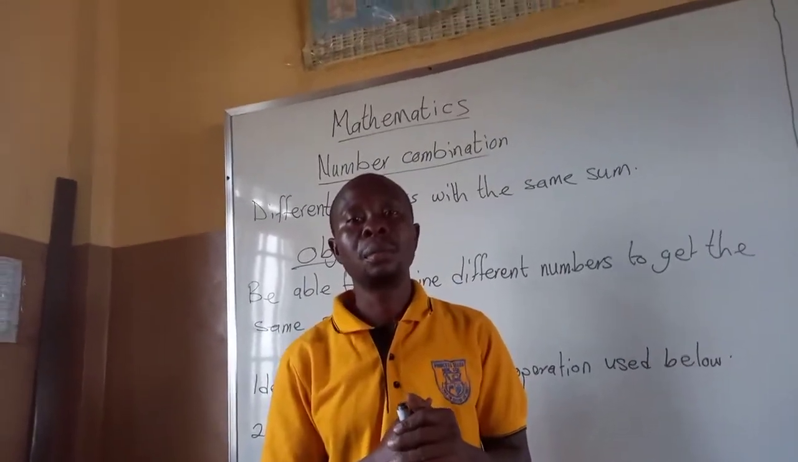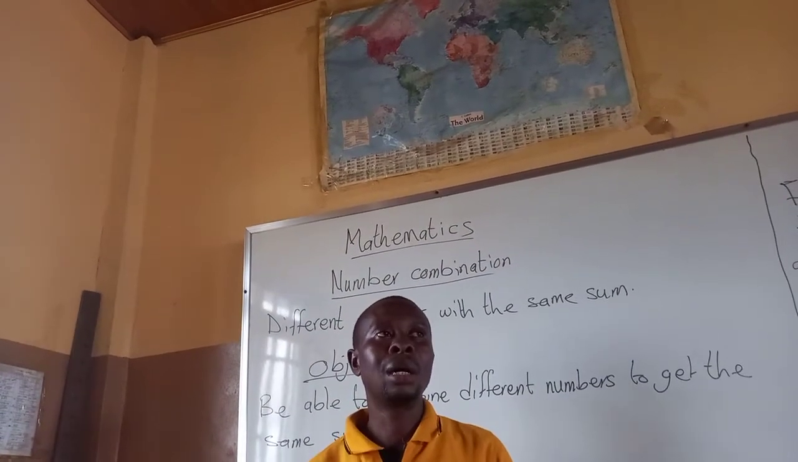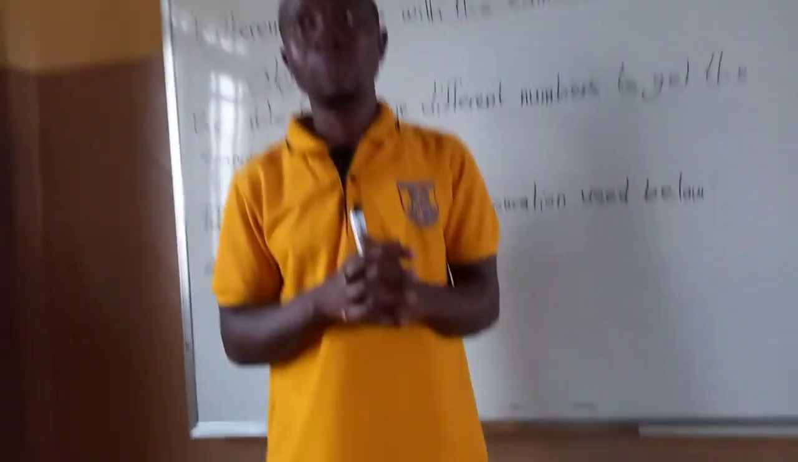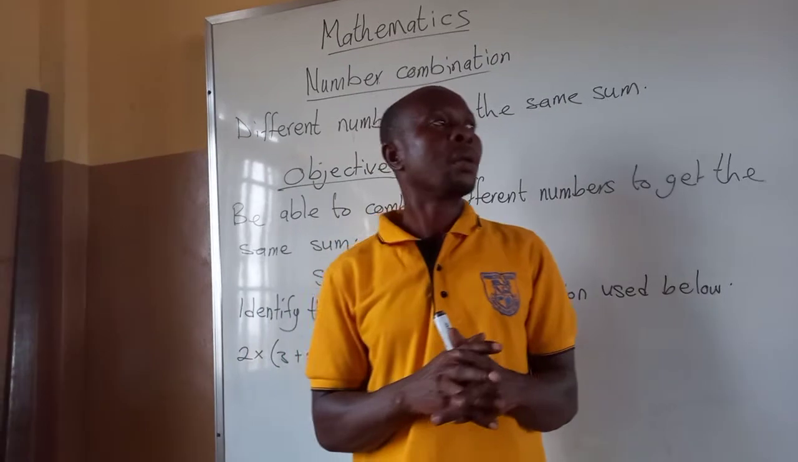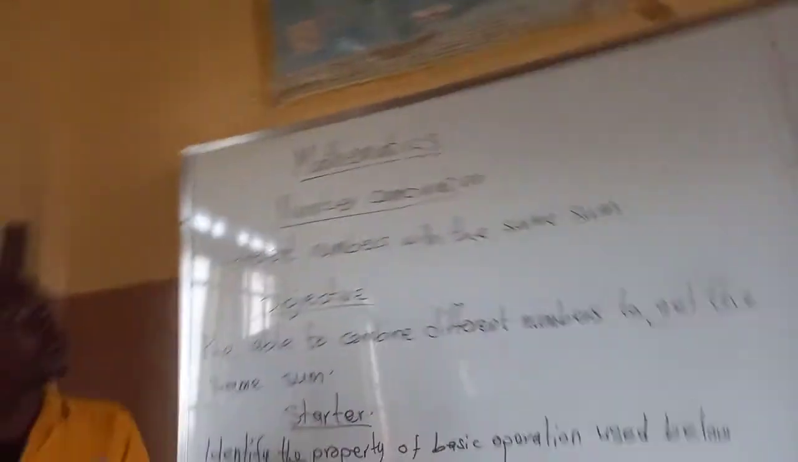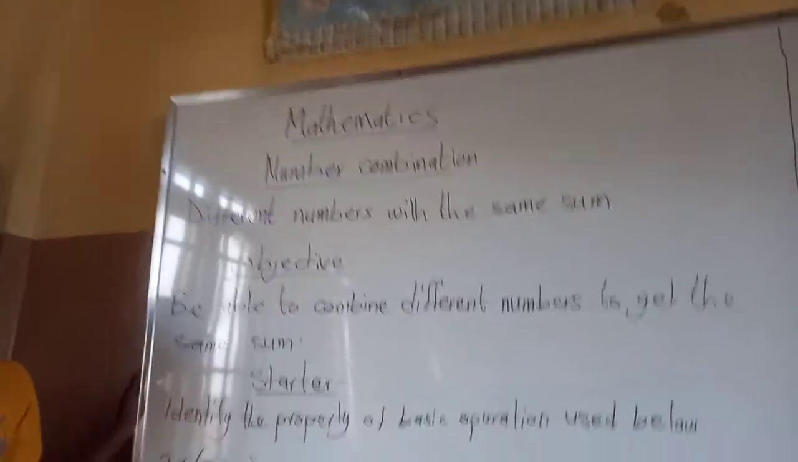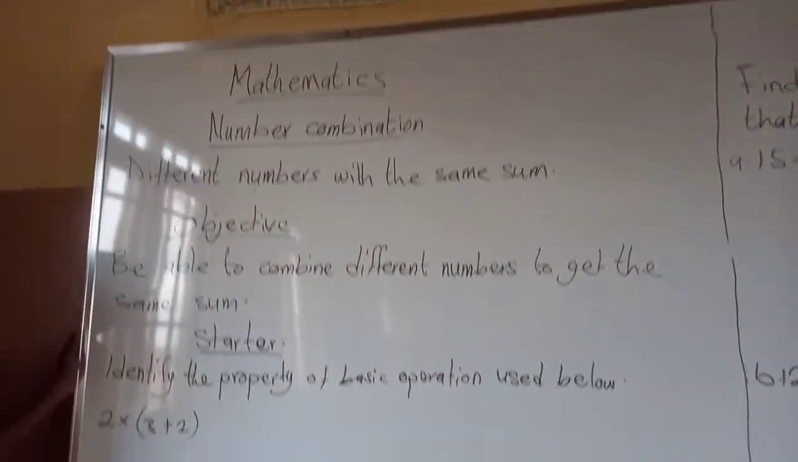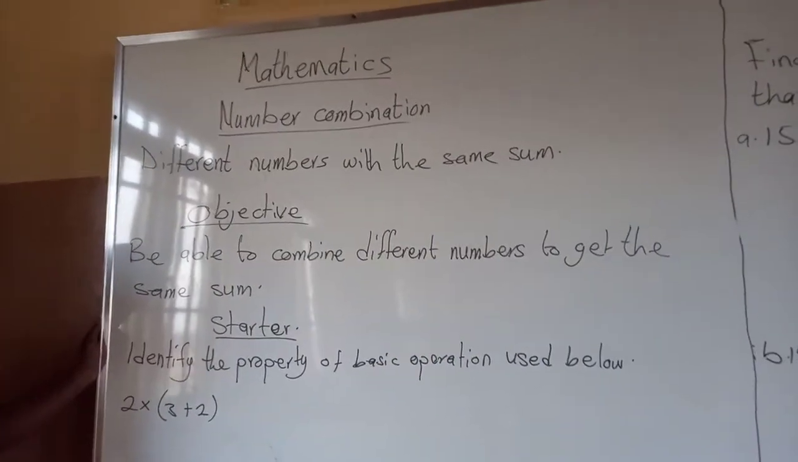Today we have mathematics, and we are still under numbers. Today we are going to look at number combination. That is, different numbers with the same sum. How to combine different numbers to get the same sum. Okay? Good. Now let's look at the objective.